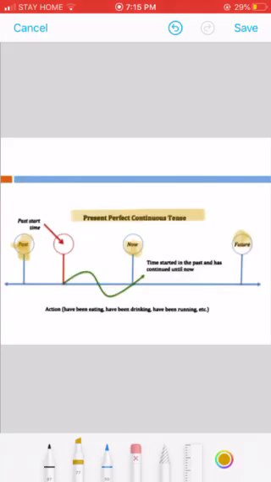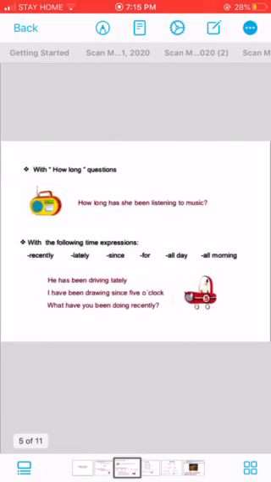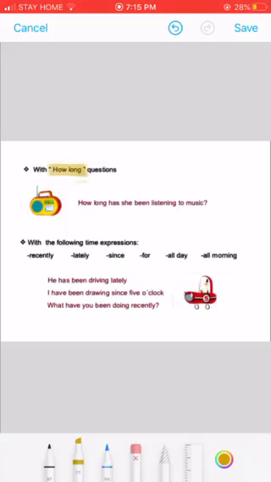So, for example, have been eating, have been drinking, have been running. So again, present perfect continuous talks about actions or situations that started in the past and have continued until now or still up to now. And we use how long. Yes, how long. It's the title of our Unit 9.